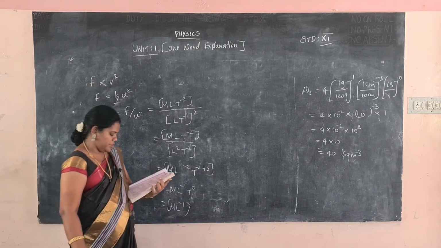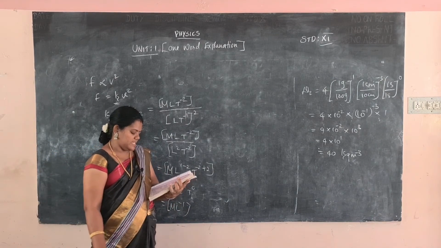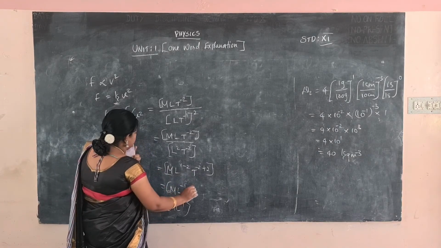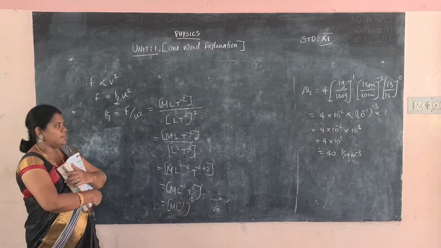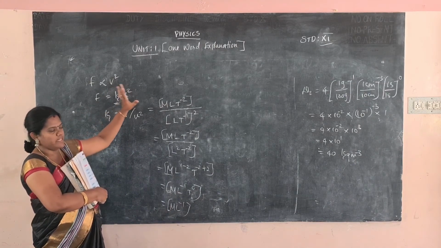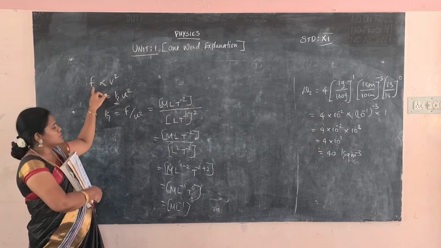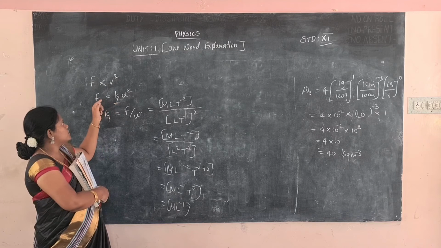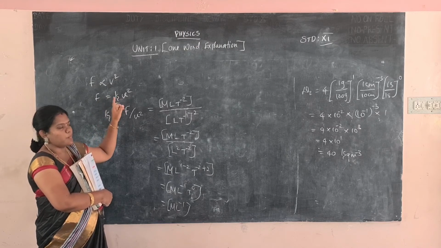What is the option? That is M L power minus 1 T power 0. That is the answer. This is the option D. Okay. So simply, the force will be directly proportional to velocity square, will be given. So we want the constant to cancel the proportional. So the constant will be called the proportionality constant.